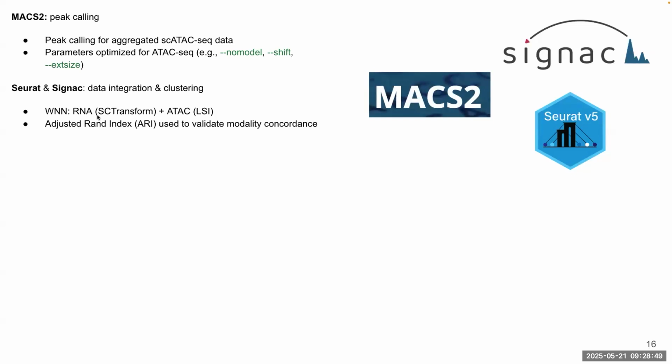And I have not seen a lot of articles using SCTransform, that is a kind of normalization that is trying to replace the previous, let's say, manual steps to normalize the data in the transcriptomic assays. And also they use latent semantic indexing, that is the way to normalize the ATAC fragments, and this is a very regular measure in this kind of analysis. Also, to validate the modality concordance between both assays, they use an adjusted Rand index just to see how well the data match.